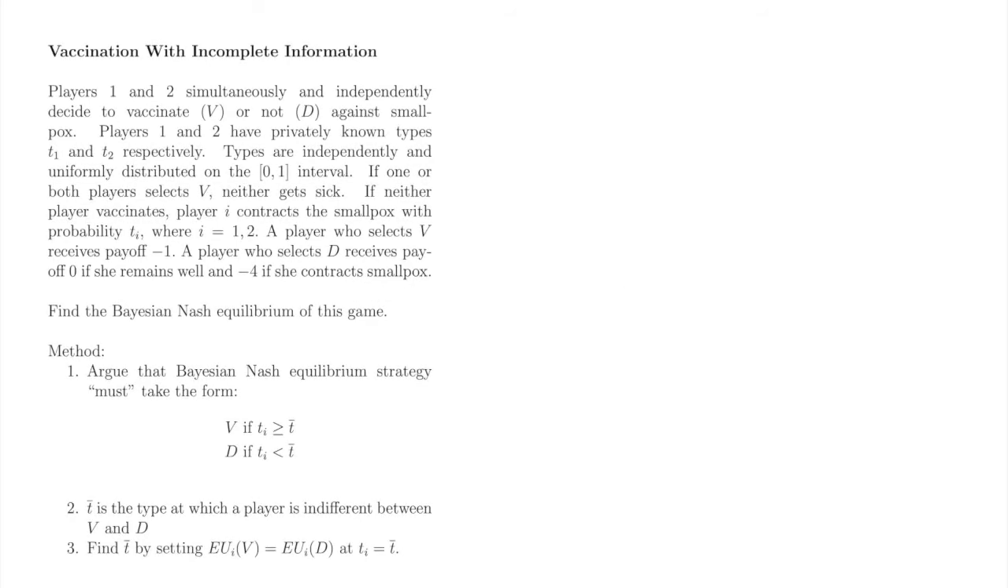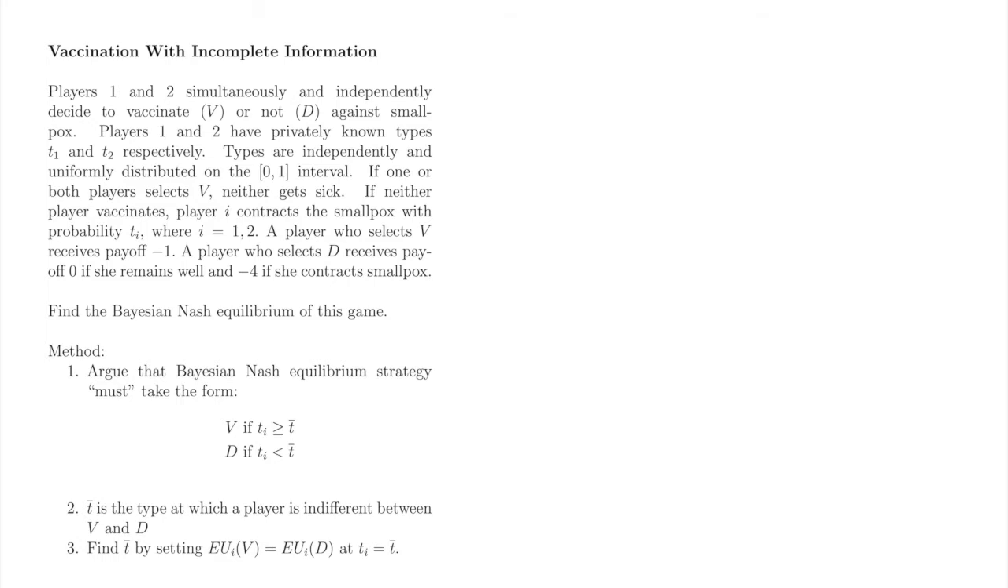Two players simultaneously and independently decide whether to vaccinate against smallpox or not. Each player's type represents her chance of contracting smallpox if neither player vaccinates. Types are independently and uniformly distributed on the 0-1 interval. If at least one player vaccinates, neither gets sick. The vaccine costs 1 and smallpox costs 4.